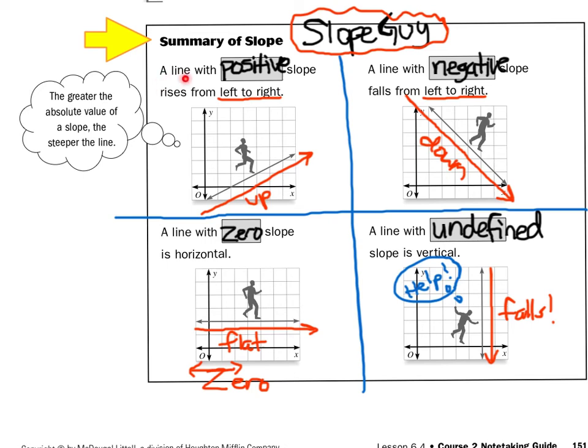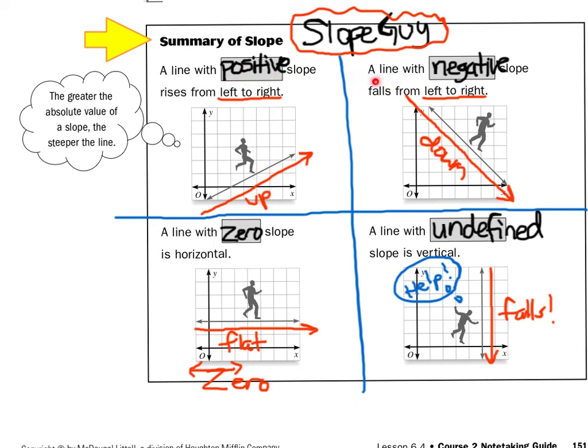Okay, so a line with a positive slope rises from left to right. So when you read it like a sentence from left to right. And so imagine slope guy starts here and he has to run up this mountain. So anytime he's going up, that's going to give you a positive answer. So the fraction that you get should be positive.